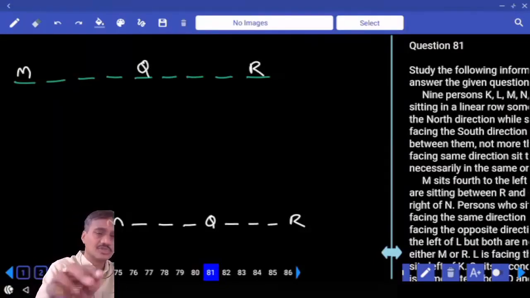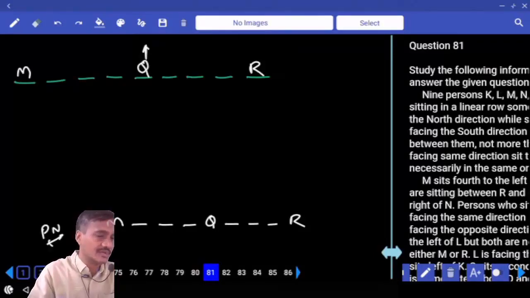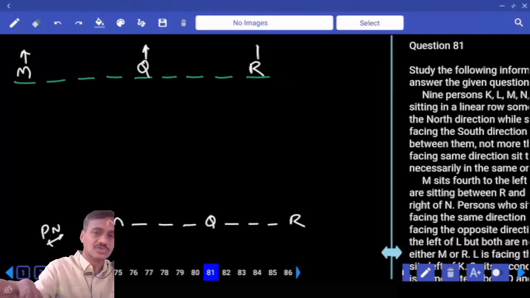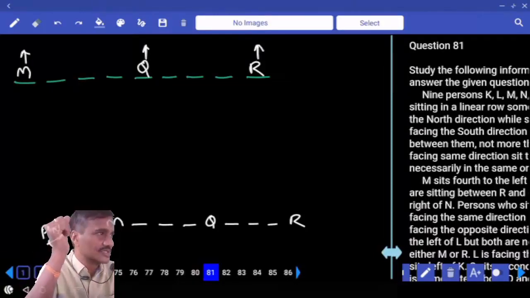Now M sits 4 to the left of Q means Q must be facing towards north. And P sits to the immediate right of N. That means P and N are adjacent to each other. And next one, persons who sit at the extreme ends face the same direction as Q. Q is facing towards north, so R should also face towards north.